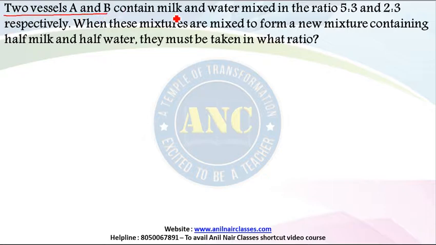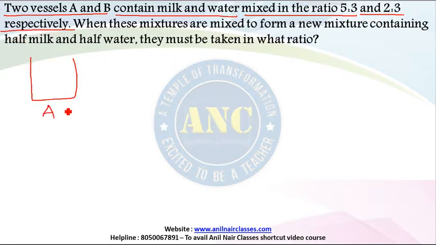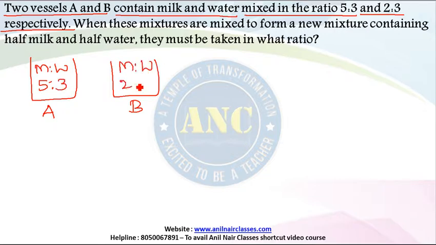Two vessels A and B contain milk and water mixed in the ratio 5:3 and 2:3 respectively. There are two vessels, vessel A and another vessel, vessel B. Milk and water is in the ratio 5:3. In the second vessel, milk and water is in the ratio 2:3. This is my first statement.